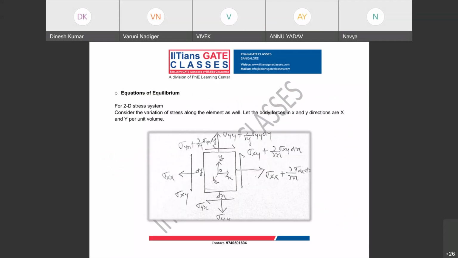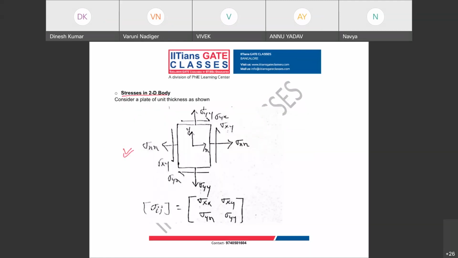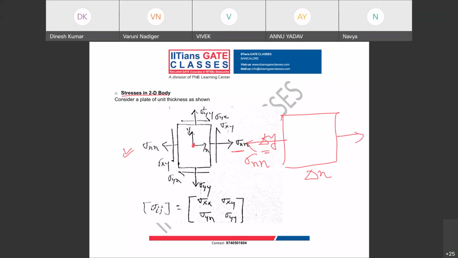The next important part is equilibrium equations. There is a GATE question from this concept. So how do we derive the equilibrium equation? Earlier, we said stresses at a point. All these stresses are at a point. But if you take a body and your element has some finite length, delta x and delta y, what is going to happen? Will these stresses remain the same on the opposite faces, or change?